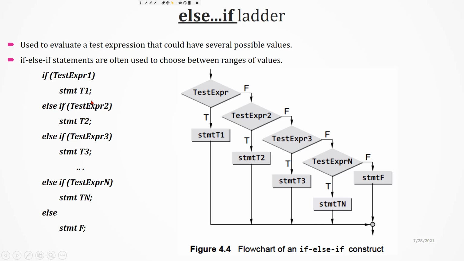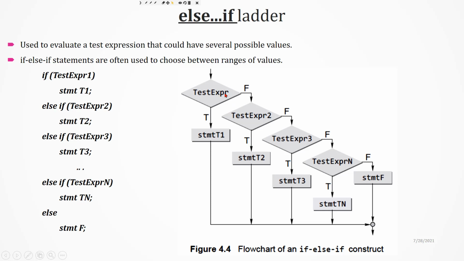You just imagine expression 1 is false, expression 2 is false, expression 3 is false. At some point, some expression n is true. At that time, that statement Tn will be executed. In other case, if test expression 1 is false, 2 is false, 3 is false, up to n is false, then I have an else statement. In that case, statement F is executed. So I will give some 15 seconds, just understand this properly. So this is called if-else, else-if ladder.